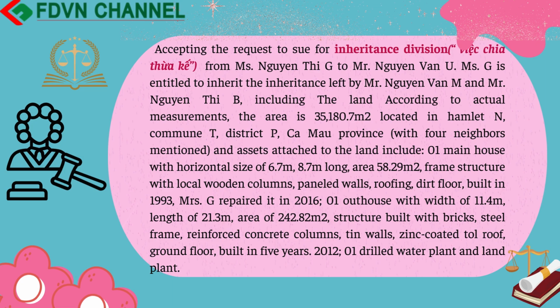The assets attached to the land include 01 main house with a horizontal size of 6.7 m and length of 8.7 m, area 58.29 square meters, frame structure with local wooden columns, paneled walls, roofing, dirt floor, built in 1993, which Mrs. G repaired in 2016; 01 outhouse with width of 11.4 m, length of 21.3 m, area of 242.82 square meters, structure built with bricks, steel frame, reinforced concrete columns, tin walls, zinc-coated tole roof, ground floor, built in 2012; 01 drilled water well and land plot.